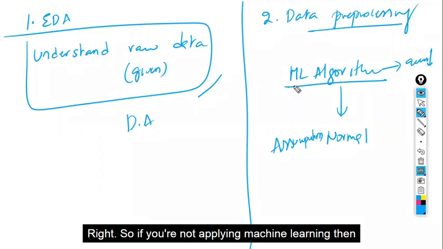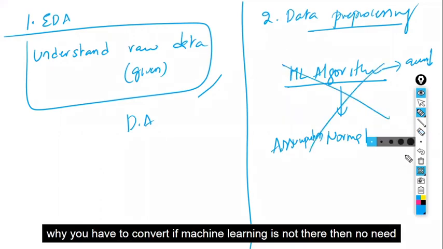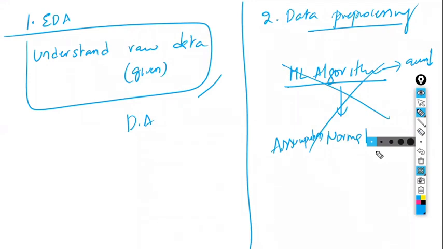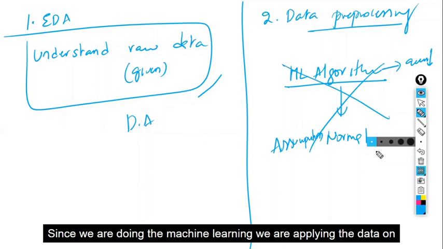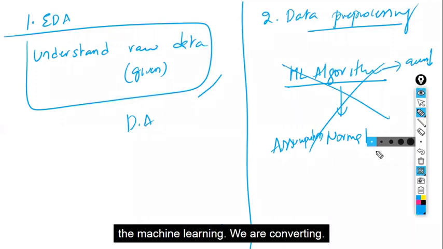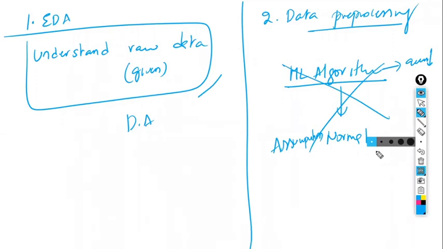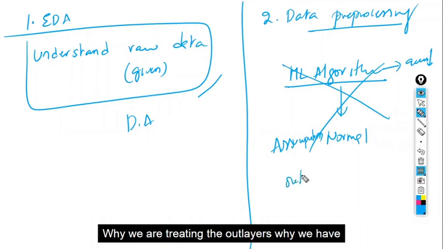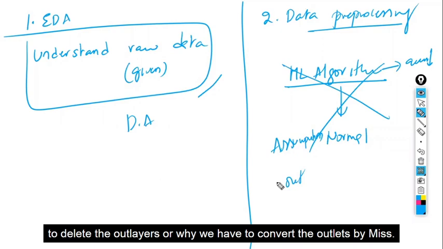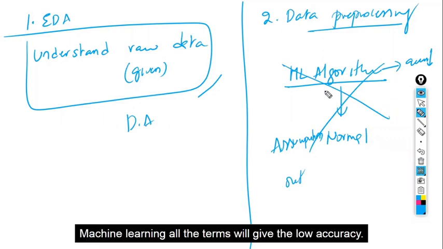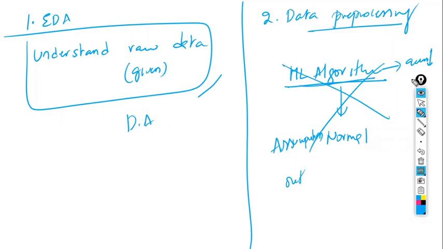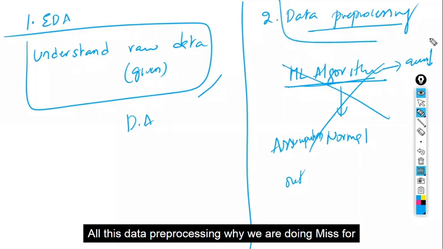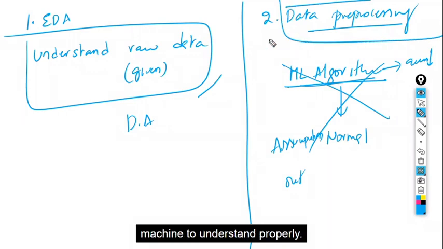Right? Sir, if you are not applying machine learning, then why do you have to convert? If machine learning is not there, then there is no need of doing the conversion. Since we are applying the data on machine learning, we are converting. Why are we treating the outliers? Why do we have to delete or convert the outliers? Because machine learning algorithms will give low accuracy. All this data pre-processing, why are we doing it, miss? For the machine to understand properly.